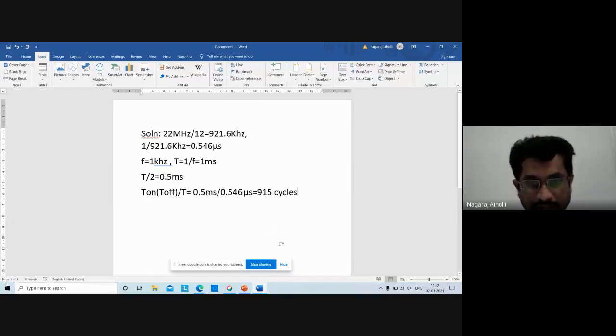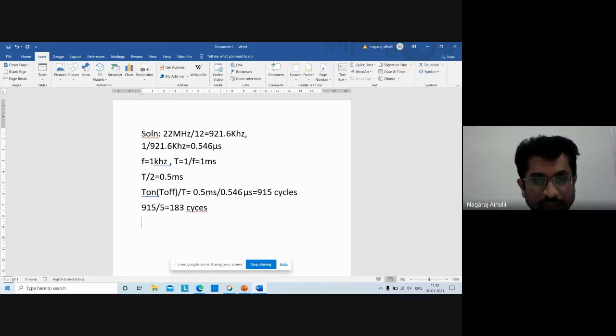Now here, the starting value that we want to load is 915. It is a large value. It is more than FF, more than 255. Therefore, we have to divide this 915 by 5. So 915 by 5 will be equal to 183 cycles. So 183 is less than 255, less than FF. This we can store into the timer register.